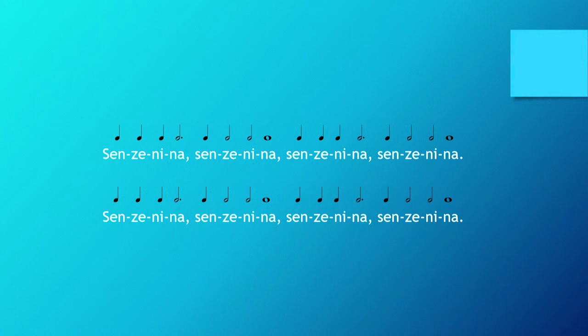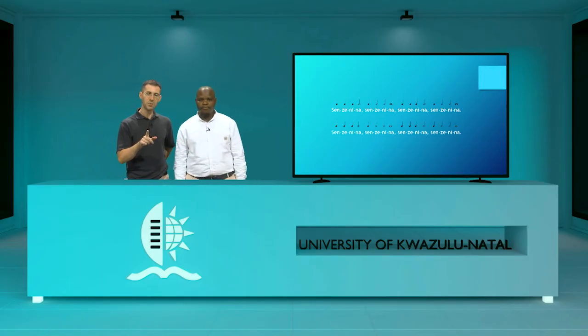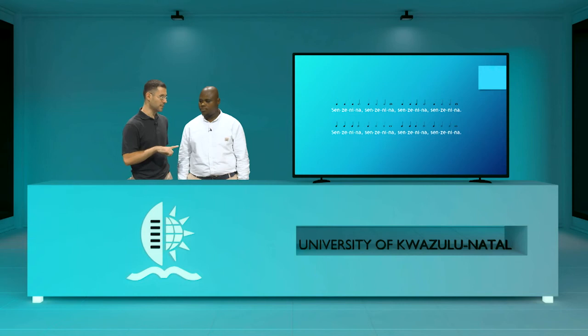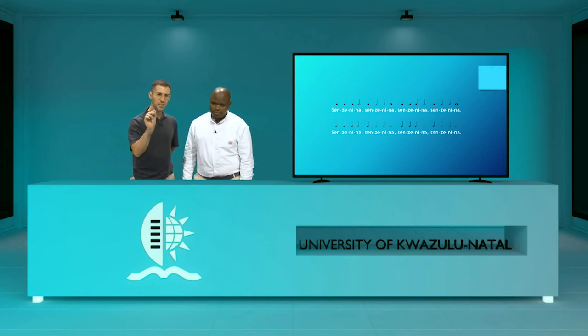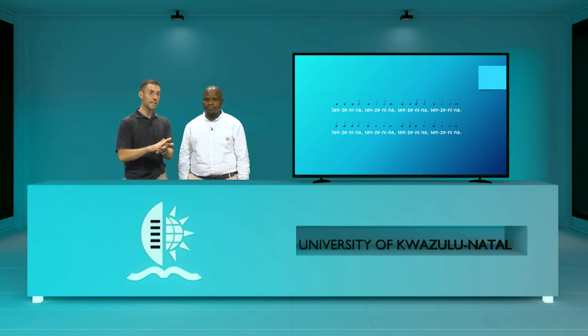Senzeni na. I want you now to sing that to yourself again and to work out whether every second na of senzeni na is actually a 4-count note. So we'll sing it to you again, and then you are going to work out if the second na is actually 4 counts. And we'll help you by clapping along with it, okay? 1, 2.